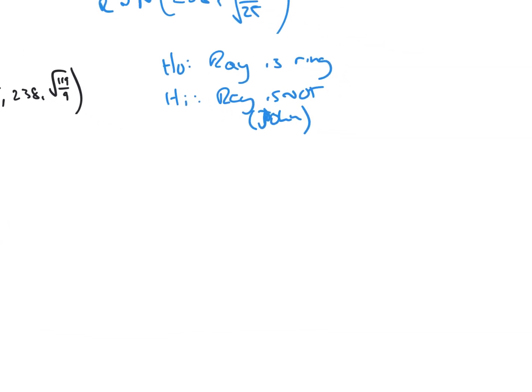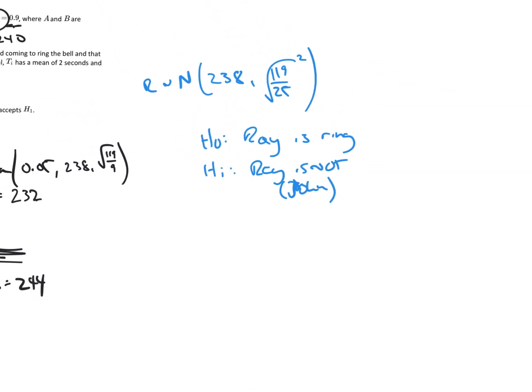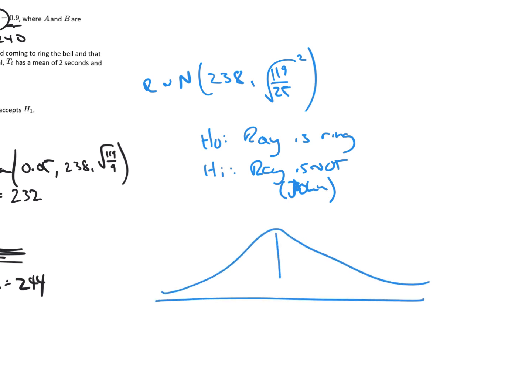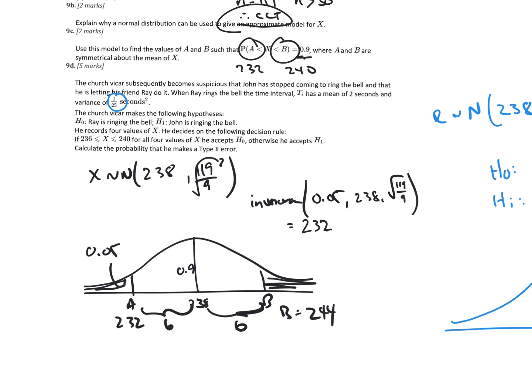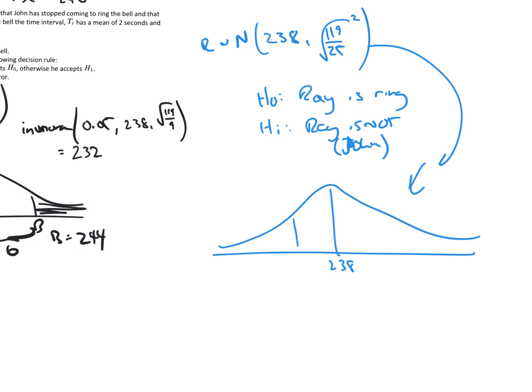So if I consider what's going on here, if I'm going to test the null hypothesis that Ray is ringing, then I have a normal curve here, Ray's normal curve, and the variance is 119/25. All right, and so he rings the bell. Now he's going to record 4 values of x to do the decision rule. If it's between 236 and 240, then he accepts H0. Otherwise, he accepts H1. So my boundary is going to be 236 to 240.